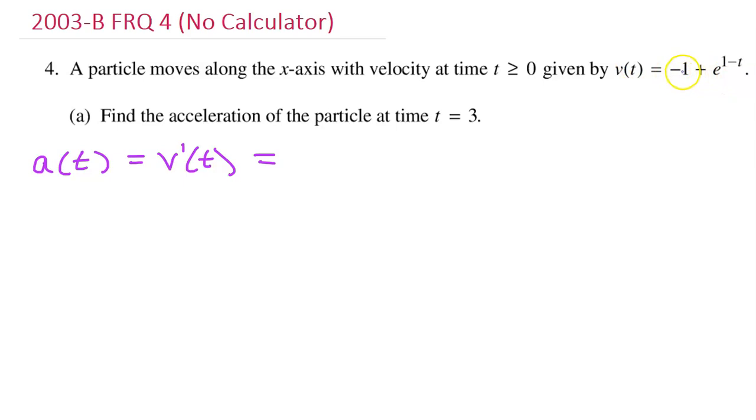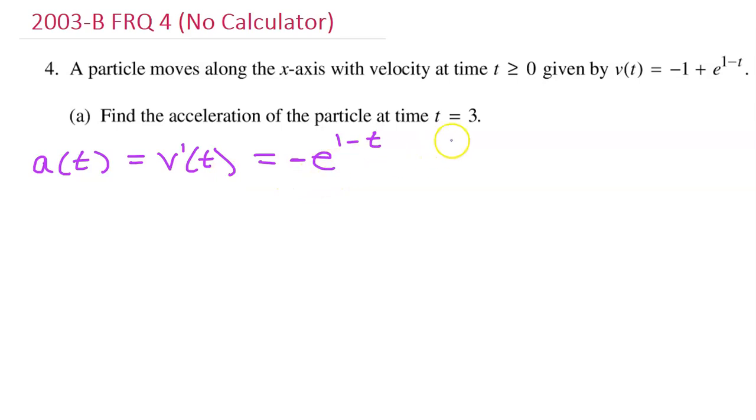And let's do it. The derivative of -1 is 0, so that's gone. The derivative of e to the something, technically we're doing the chain rule. So the derivative of e to the something is still going to be e to the something. So I'm going to write e to the 1 minus t power. But then we need to multiply by the derivative of the inner function here. The derivative of 1 minus t is -1. However, I'm going to go ahead and put the -1 in the front. So this is the acceleration equation.